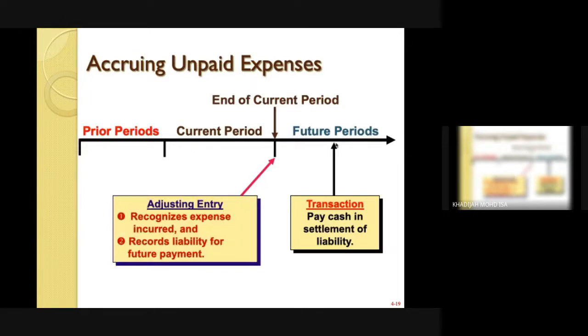Okay. Then you have accrued unpaid expenses. You have the prior periods, the current period, and the future periods. What happened is that at the end of the current period, you have incurred expenses, but you have not paid for them. So that expense becomes a liability, right? You pay cash in settlement of the liability in a future period.